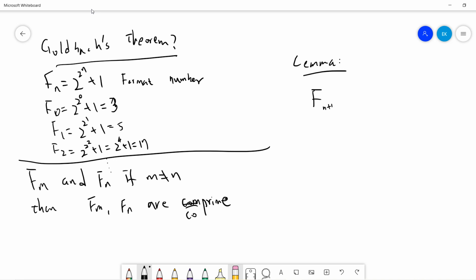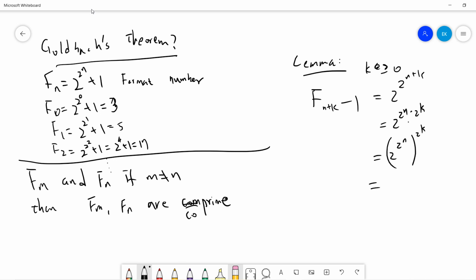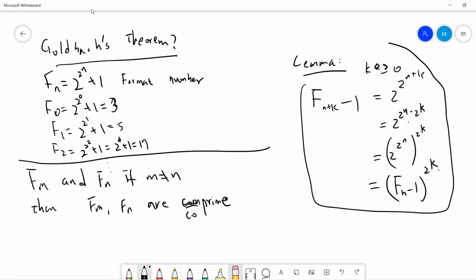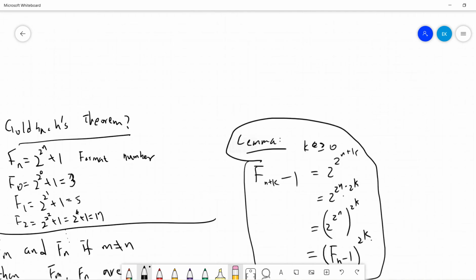The lemma is that if you let F_{n+k}, where k is greater than or equal to 0, then you can write F_{n+k} minus 1 as 2 to the 2^{n+k}. This is 2 to the 2^n times 2^k, so this is (F_n minus 1) to the 2^k. This lemma is just what we want to use.